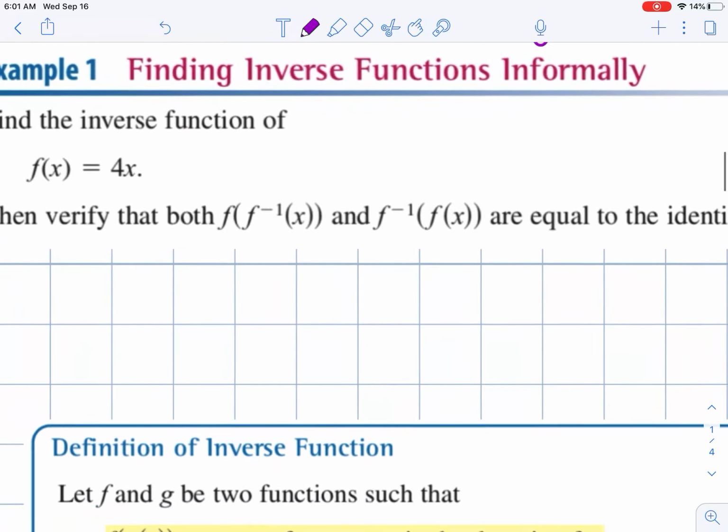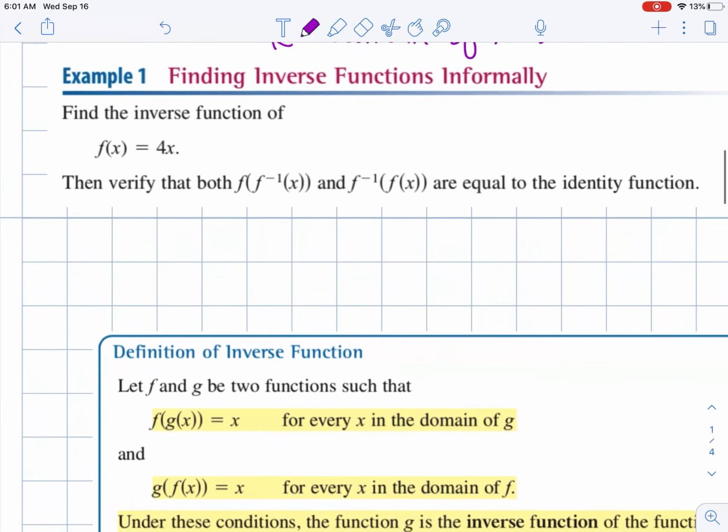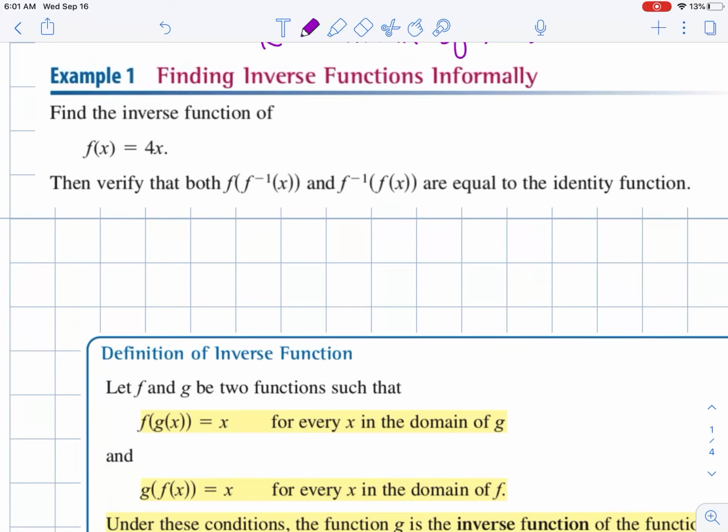So let's go ahead and just kind of do one informally here. Okay, and here's what that means. When we are looking for an inverse, our values switch. Another thing that we can say verbally is that the inverse of f of x undoes f of x. Okay, so here's what they're opposites of each other.